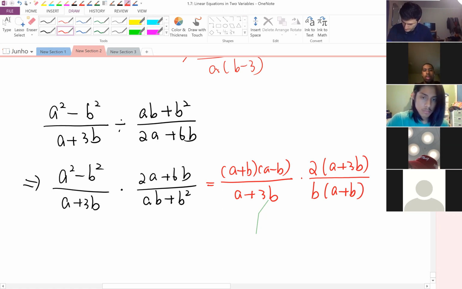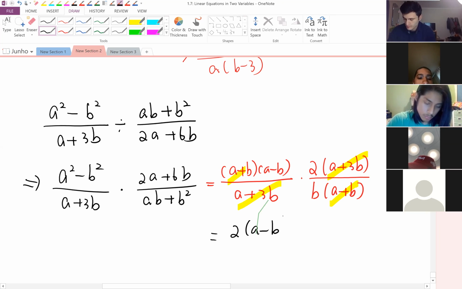Good job. Now between numerator and denominator, can you find a common factor? We cancel out the A plus 3B between this and this. And the A plus B and A plus B. So what's left is 2A negative 2B over B. I mean, 2 times A minus B over B, basically.